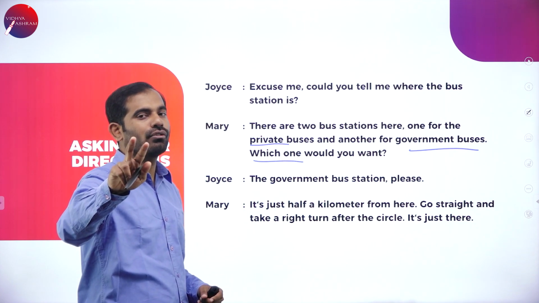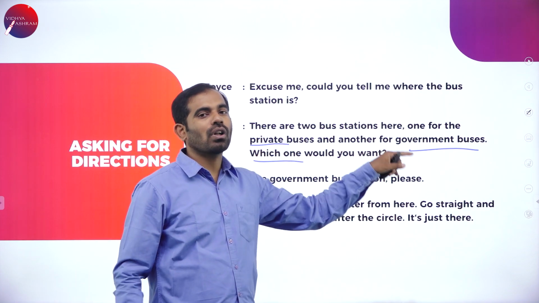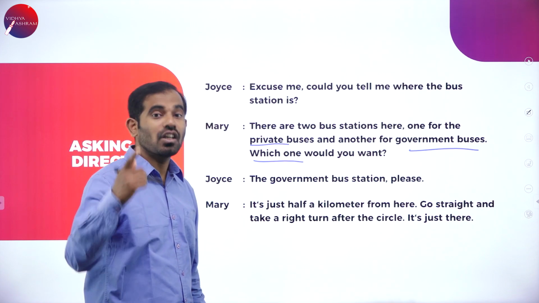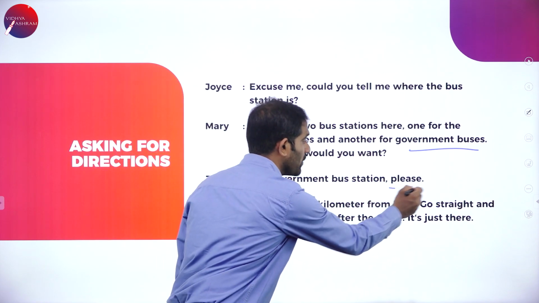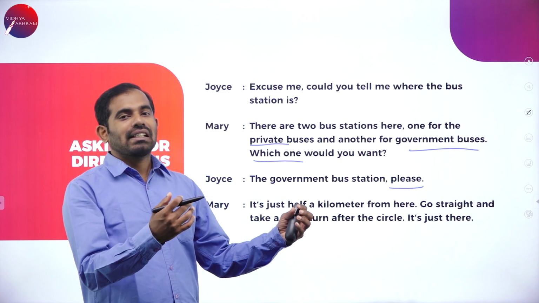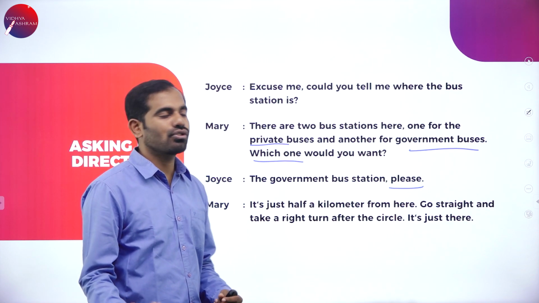There are two, for instance. So either you want to go for a private bus or the government bus. So Joyce: the government bus station, please, very important. It would be better if you can guide me towards the private bus station or the government bus station.